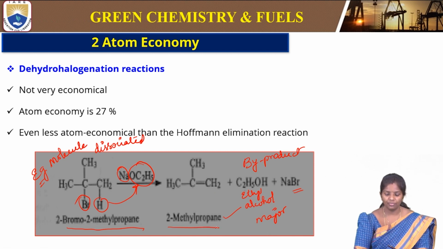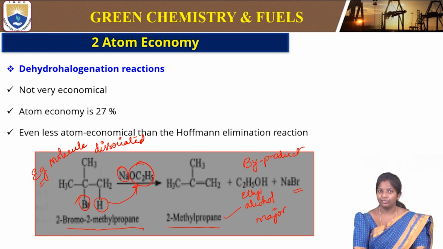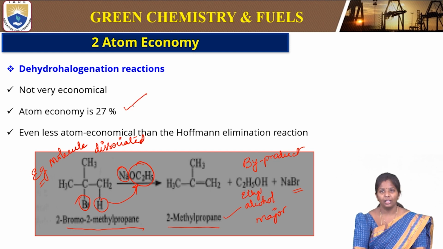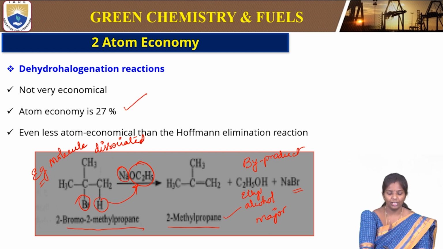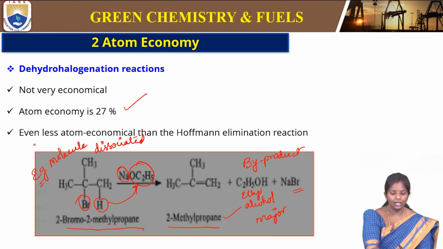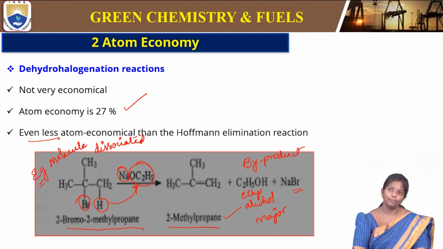So this is the product forming, ultimately 2-methyl propane. For forming a molecule of 2-methyl propane, one molecule of ethanol and sodium bromide is forming. So that is how it will produce less atom economy. Very few atoms of the reactant will be used in forming the product. So it is even less atom economical when compared to Hofmann elimination reactions. When compared to elimination reactions, these reactions will produce more byproducts, so the atom economy drops drastically.